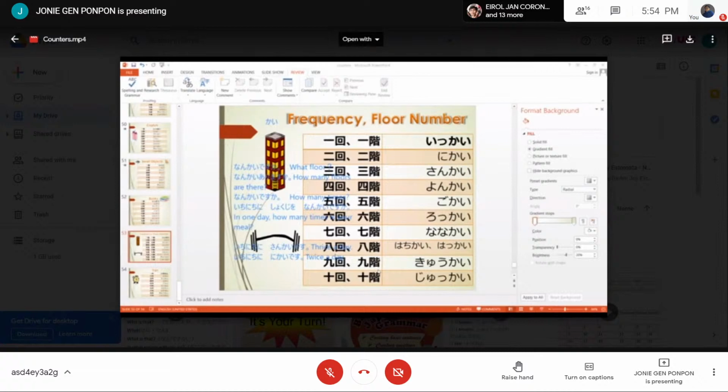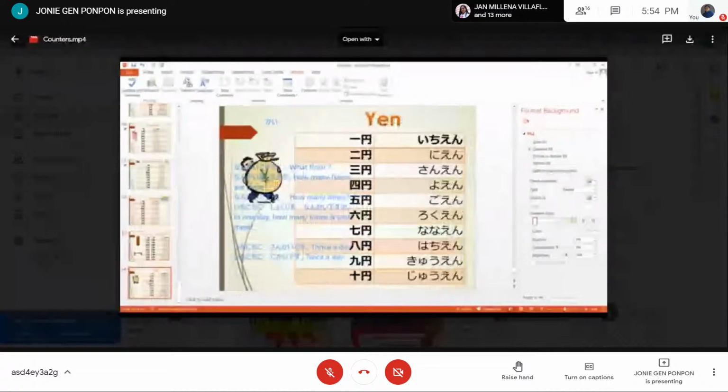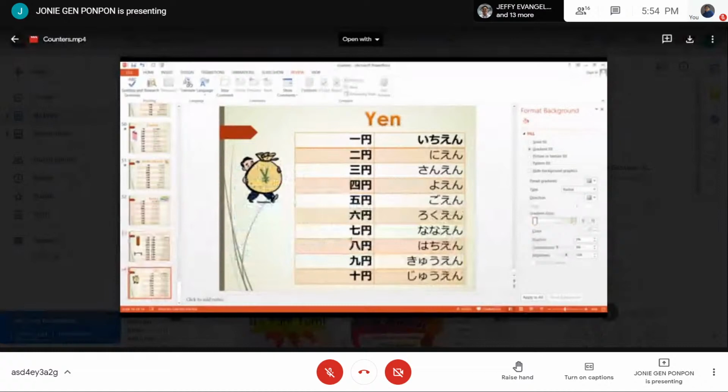Okay, for the last slide, last counter, let's have now the yen. This is easy na lang because alam mo na yung yen, 'di ba? Sa numerals natin, yung parang measurement. Okay, so the currency.